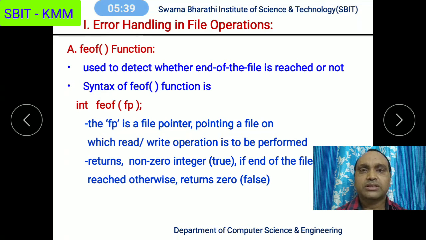So the best way to avoid such errors is that every time we perform a read operation on the file, we first check whether we have reached the end of the file or not. If you know that you have reached the end of the file, then we have to stop reading the contents of the file. If you know that you have not yet reached the end of the file, then you can continue your reading. But before performing a read operation, it is always advisable to check whether we have reached the end of the file or not.